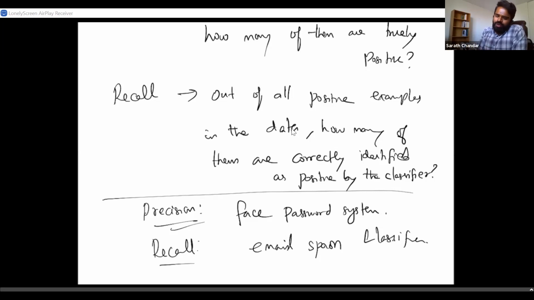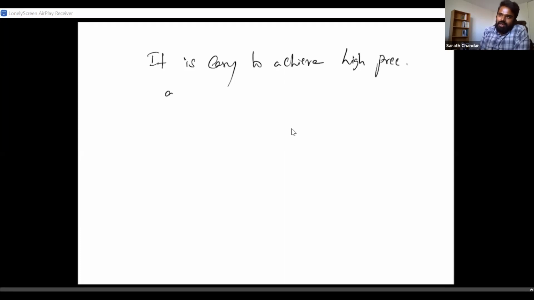Okay, but why do we have this trade-off, right? Why focus on just precision or just recall? It is because it is easy to achieve high precision at the cost of low recall, and vice versa.